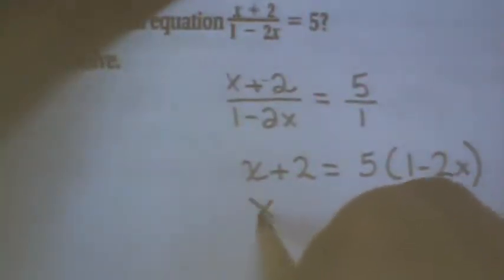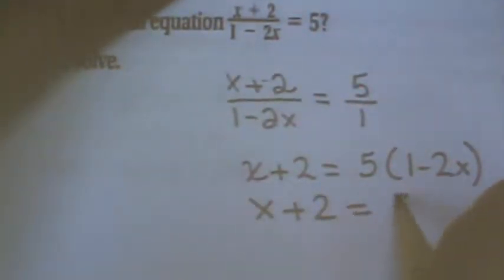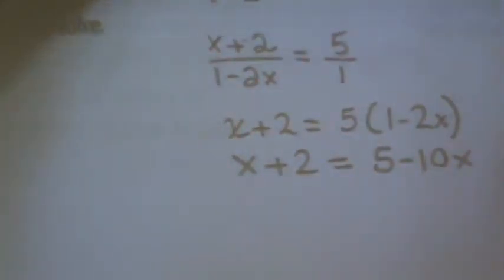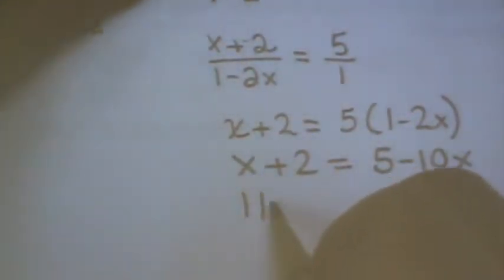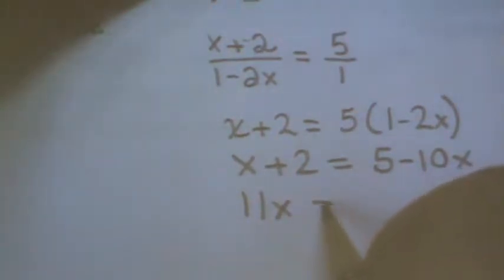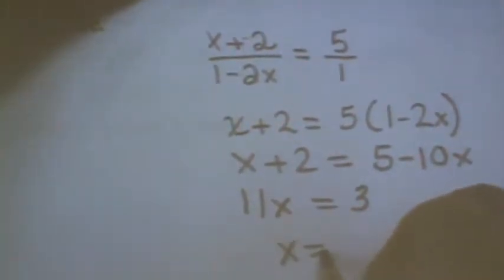What's 5 times 1 minus 2x? Negative 10x plus 5. 5 minus 10x. Okay, how would you solve this? Add 10x. Add 10x, you get 11x here. Subtract 2, and divide by 11.